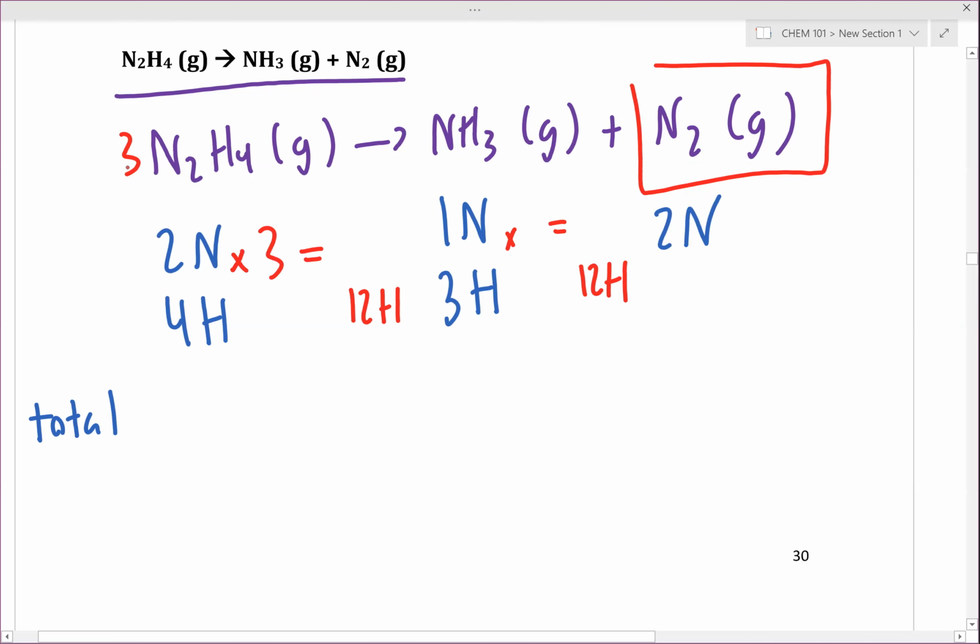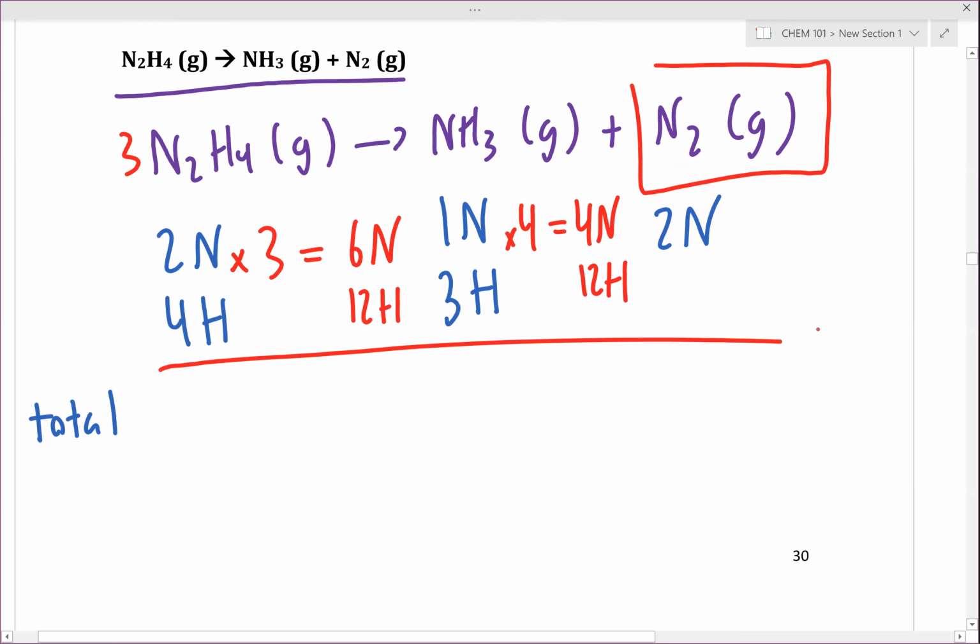Okay, and we end up with 6 nitrogens as a result. Now, my question to all of you, for ammonia, what times 3 would give us 12? 4. So that in turn gives us 4 nitrogens. Okay, perfect. So let's now add up our total.